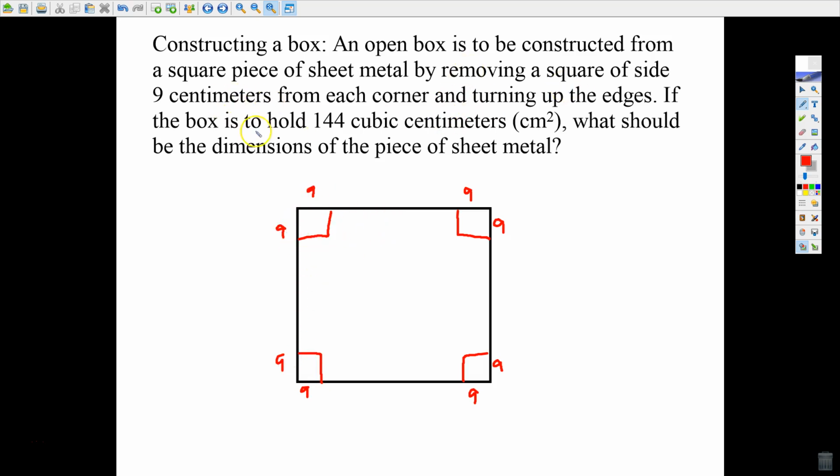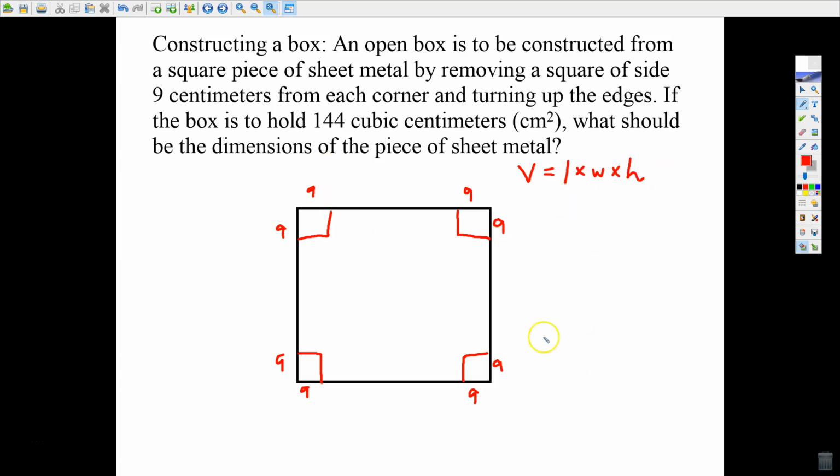Okay, so if the box is to hold 144 cubic centimeters, that refers to volume. We're looking for how much of a certain quantity, water or whatever, it's got to be able to hold, 144 cubic centimeters, and that's what volume refers to. So remember, we find the volume by doing length times width times height.